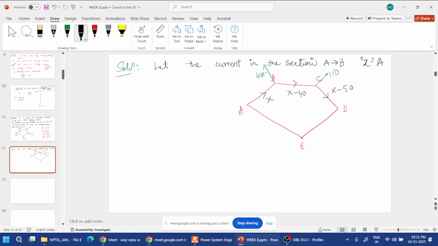Then again 30 ampere goes from here to there at the D point. So it is 30 ampere. What happens here? The remaining current, X minus 50 minus 30, which is X minus 80, will be there. Then again 20 ampere goes here. So the remaining current will be X minus 100. So we have to find the value of X.